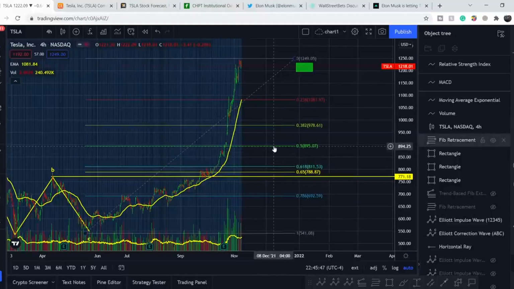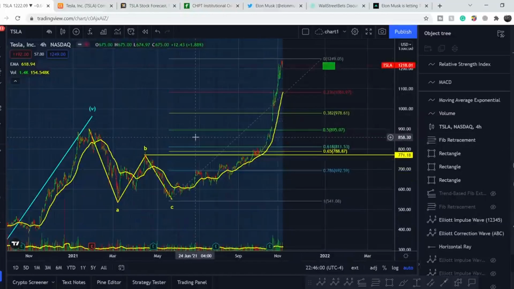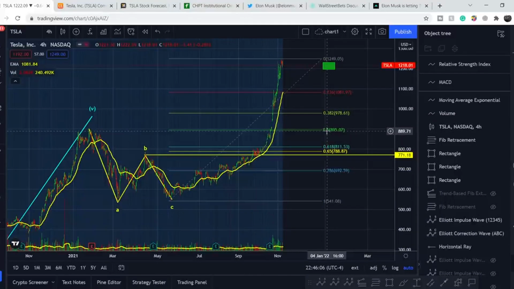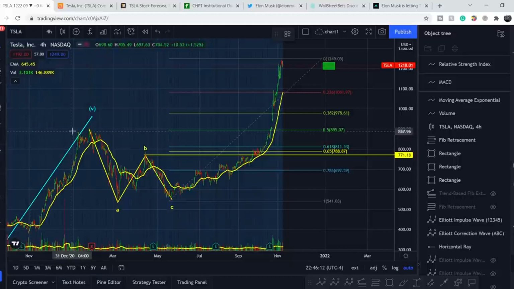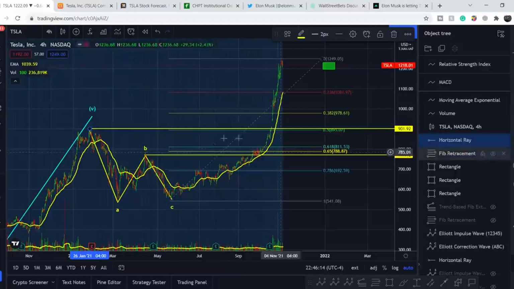Next one, 0.5 Fibonacci retracement level at $895, and the golden pocket, $811 and $788, this range. And let me show you that we have a very good confluence with our previous swing top of 0.5 level, and we might bounce from this level because right here we have one of the strongest supports that we might have. And another one, we have a confluence with this top.